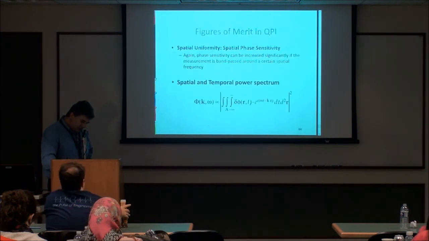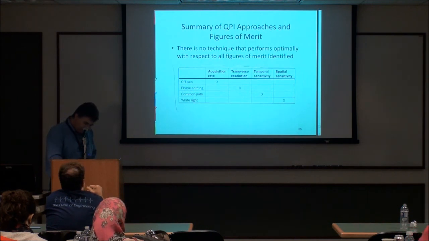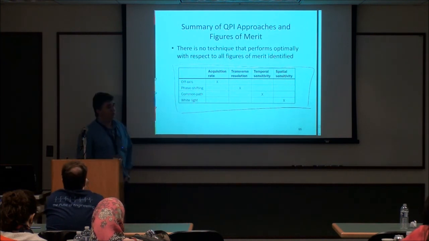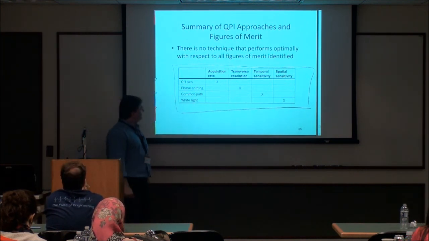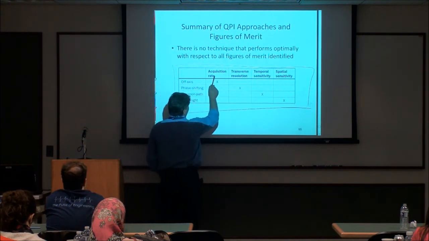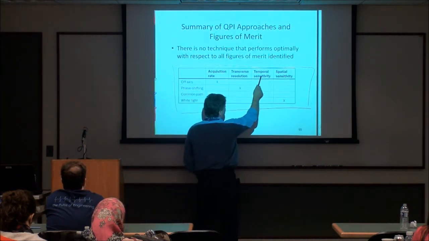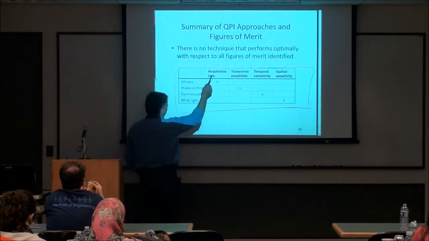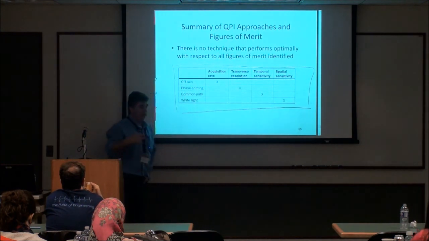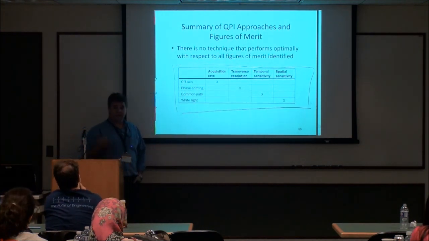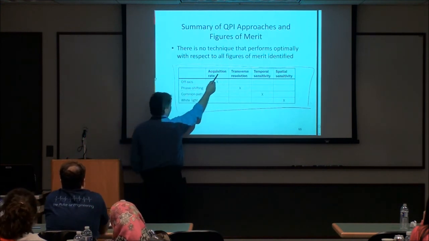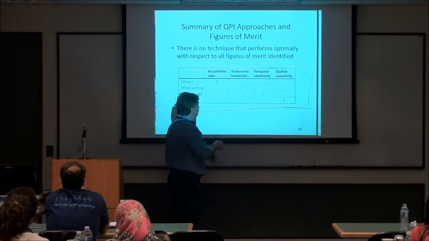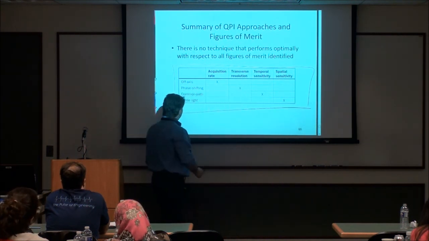So let me show you a table in the end. This is what I want to show you, and I'm going to finish here. When you see new methods for doing QPI, maybe try to think of this table. These are the features: acquisition rate, transverse resolution, temporal sensitivity, spatial sensitivity. And there are classes of methods that fulfill one of these directly without any other precautions. Off-axis is fast, therefore it gives you acquisition rate. Phase shifting, as I mentioned, preserves the diffraction limit, so that's transverse resolution.